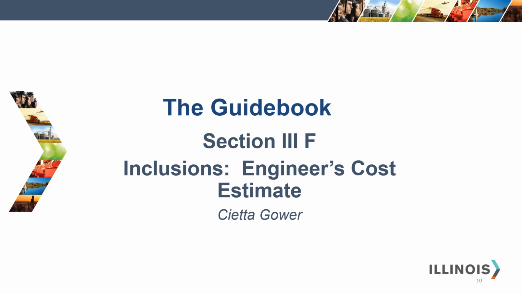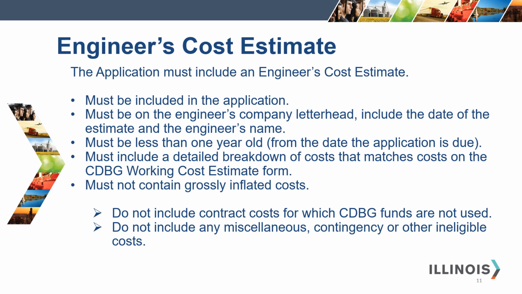The next inclusion we will talk about is the engineer's cost estimate. One of the fundamental pieces of the application is the engineer's cost estimate. This document holds vital information to help the reviewer understand the proposed project. It is important that this document is complete. It must be included in the application. It must be on the engineer's company letterhead. It must include the engineer's name, and it must be dated with the date of the estimate. The date of the estimate must be less than 1 year old from the date the application is due.